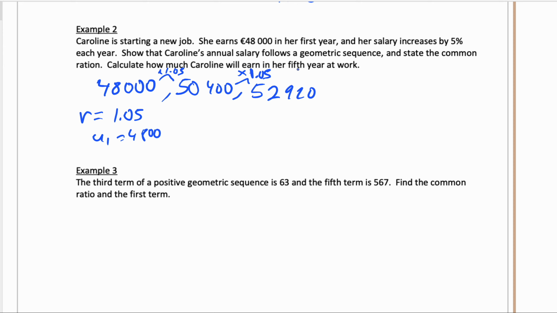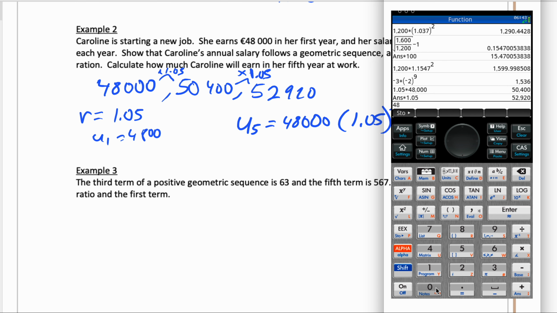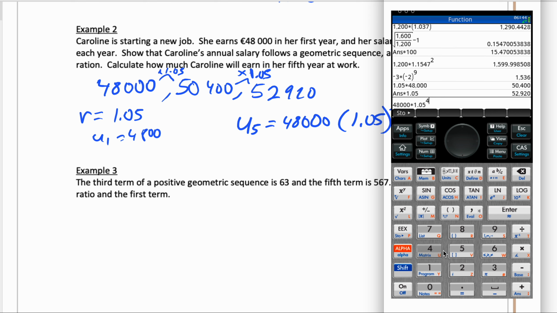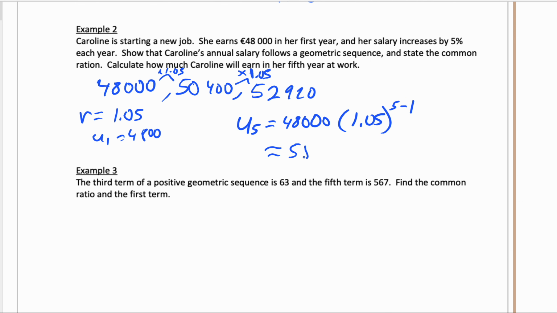$48,000. So the fifth year of work is just U5, and we take the initial amount and do 1.05 to the power of n minus 1. And we get whatever that is, 48,000 times 1.05 to the power of 4, which is 58,344.30.